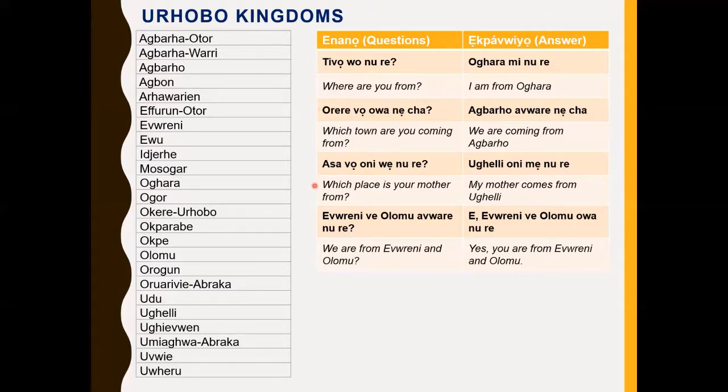Right, so let's try this other one. Which place is your mother from? That's the sentence we want to make. So, Asavo Oniwe Nure. Yeah, so that's a question. My mother comes from Ugeli. Ugeli Onime Nure.